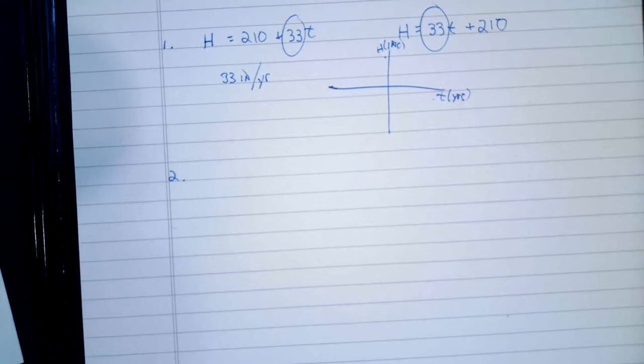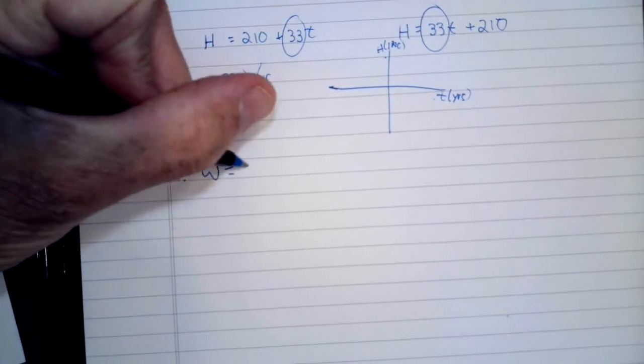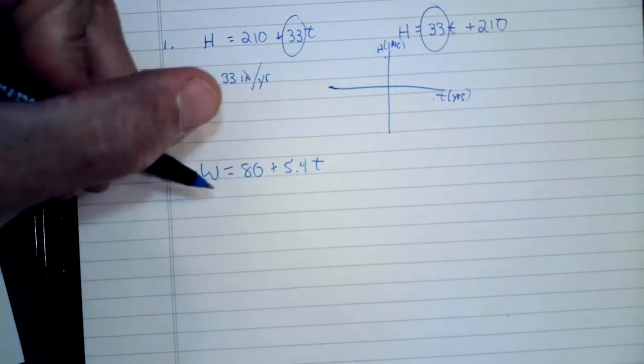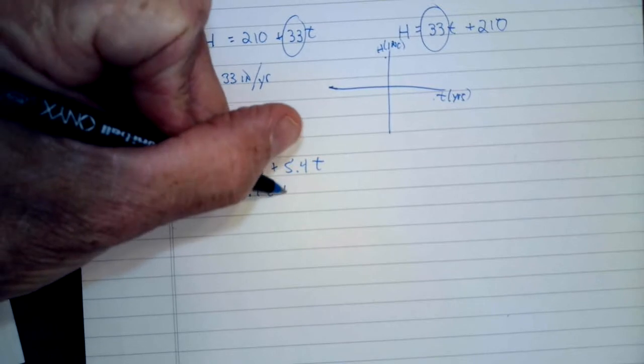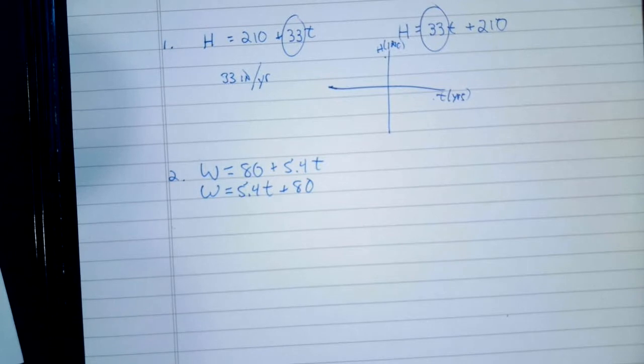It says a young sumo wrestler decided to go on a special diet to gain weight rapidly. W represents the wrestler's weight in kilograms as a function of time in months. So he's going to gain so many kilograms per month. Okay, and then I give you the equation, weight equals 80 plus 5.4T, or 5.4T plus 80. Either way, the equation's the same. So sometimes you'll see them one direction or the other, but it has the y-intercept, or what you started with, and then it has the rate.